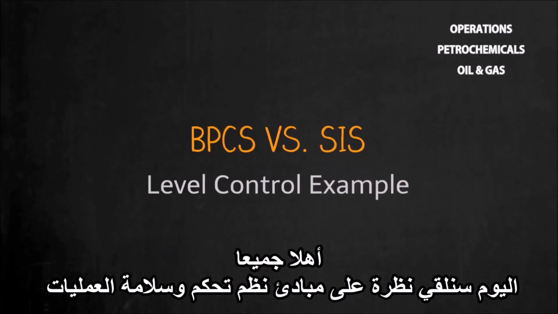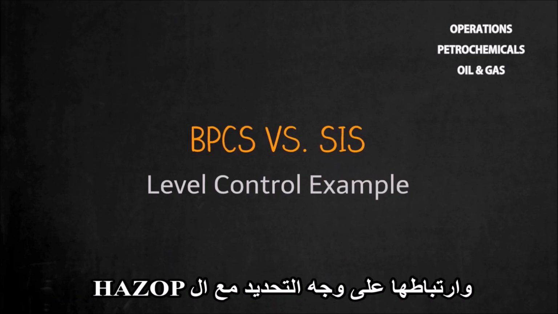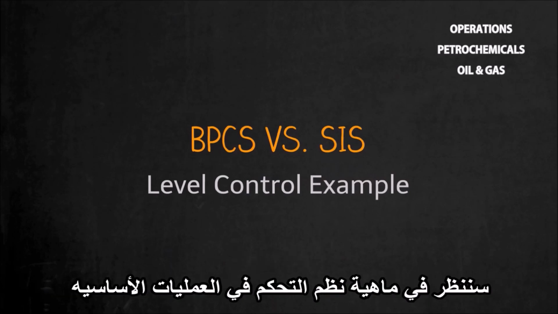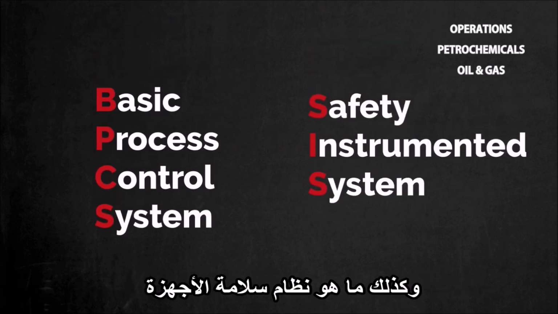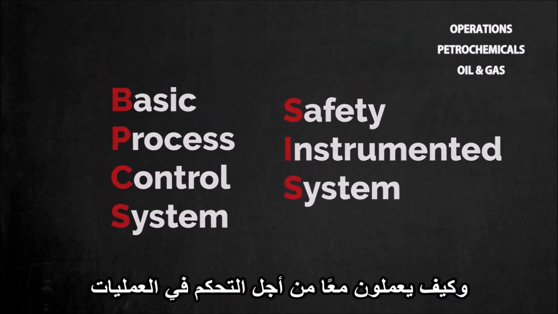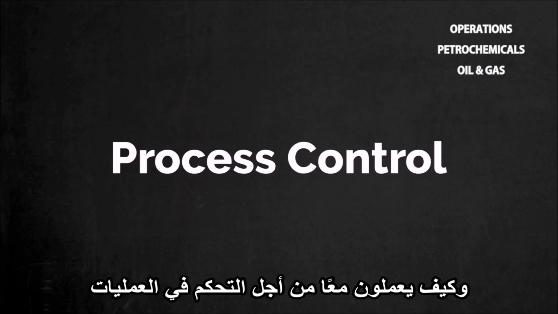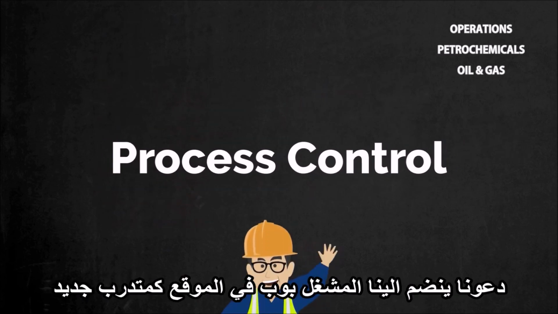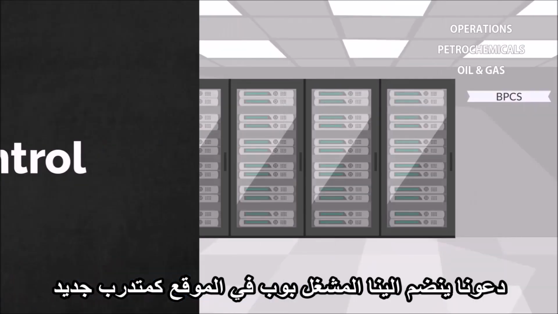Hey everybody! Today we will be taking a look at the basics of process control and safety systems and how they relate to a HAZOP. Specifically, we will be looking at what a basic process control system is, as well as what a safety instrumented system is and how they work together for process control. Let's join our operator Bob at the facility giving a walkthrough to a new trainee.